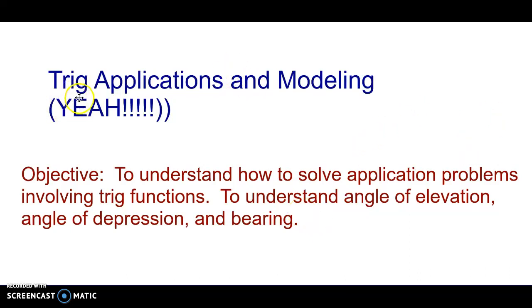All right, so this last section is about trig applications and modeling. So in other words, everyone's favorite word problems.